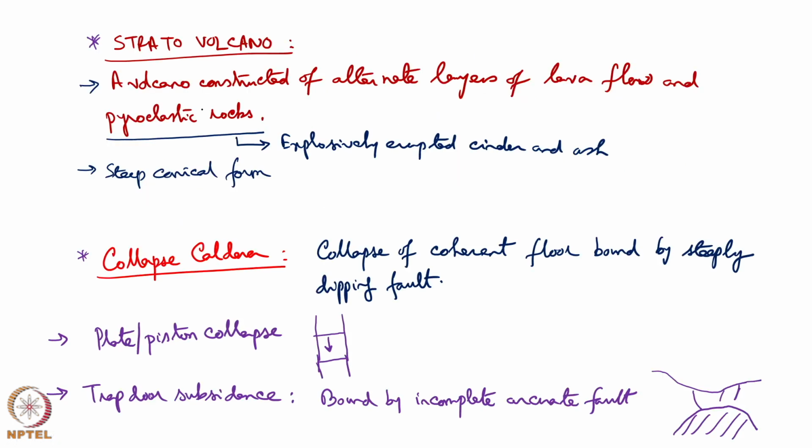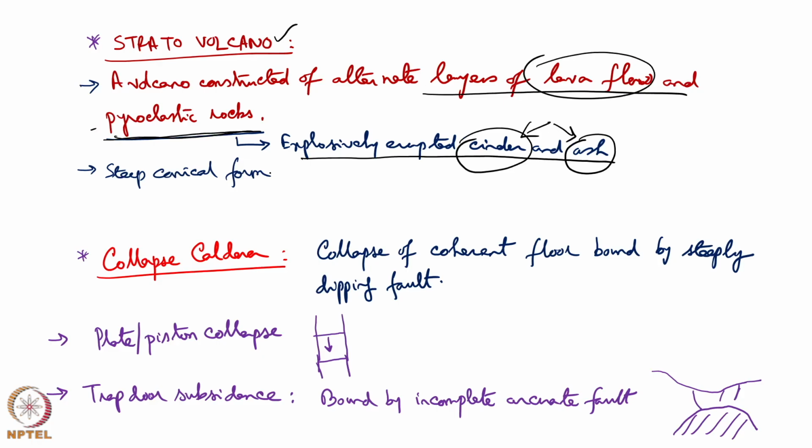Stratovolcano: it is a volcano constructed by alternate layers of lava flow and pyroclastic rocks. These stratovolcanoes are steep and conical in form. Now, I come to the definition of the collapse caldera. So, here we say collapse of a coherent floor bound by steeply dipping faults.